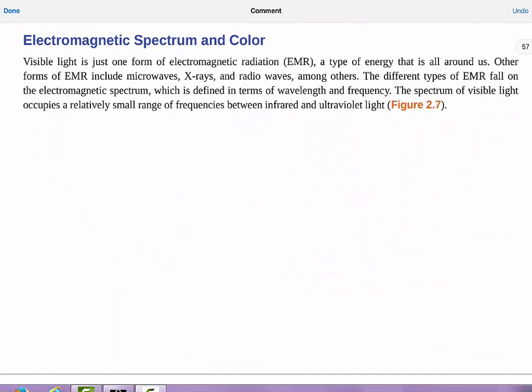All right, so electromagnetic spectrum and color. Visible light is just one form of electromagnetic radiation. So light coming in, the visible light, what we see as different colors, is just one form, and it's a very, very small form. Electromagnetic radiation, or EMR, is a type of energy that is all around us, not just what we see as colors. Other EMR include microwaves, X-rays, and radio waves, including lots of others.